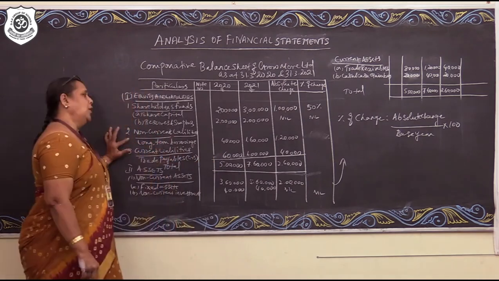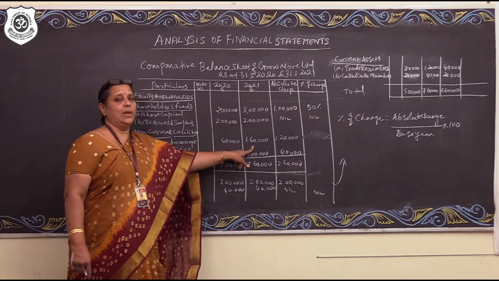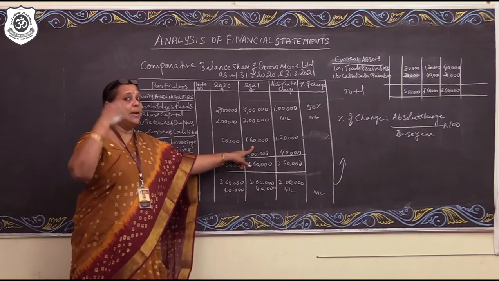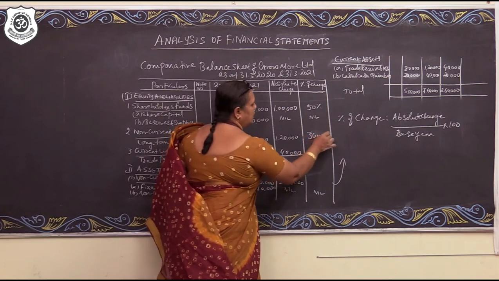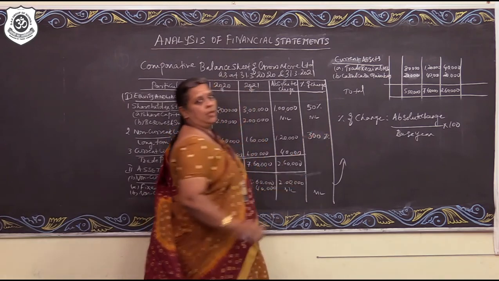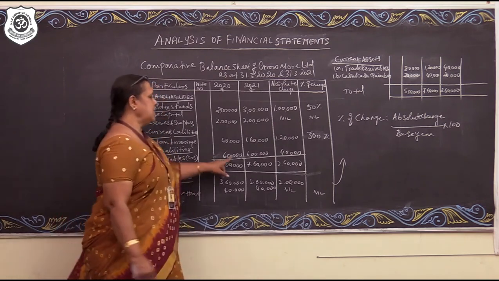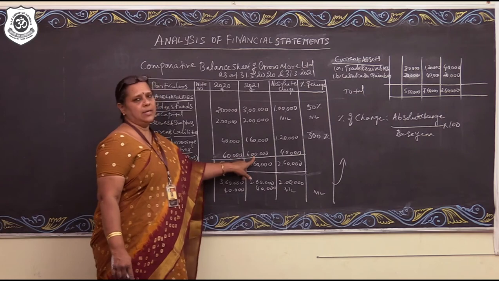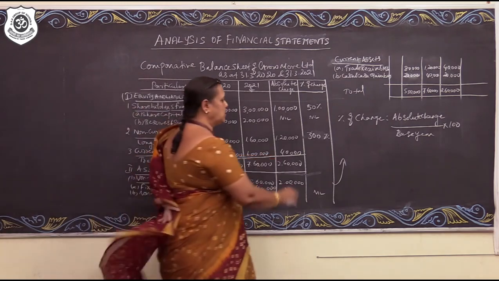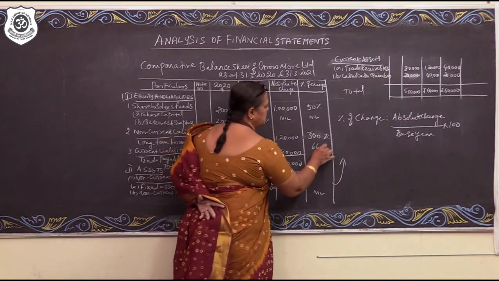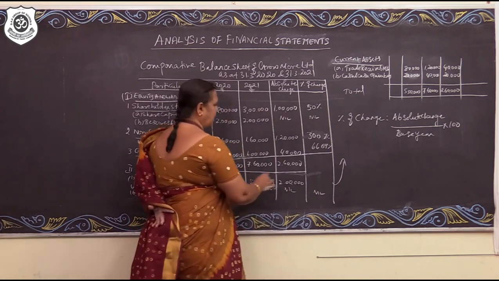The third one, long-term borrowings. Base year is 40,000. Current year is 1,60,000. That means it has multiplied thrice. So 1,20,000 rupees increase, which is 300% increase. Then trade payables. Base year is 60,000 rupees. Current year is 1 lakh. So there is an increase of 40,000 rupees, which is 2/3 increase, which is 66.67%.